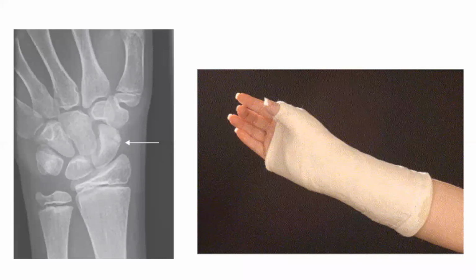Okay. What is the history of this patient normally? Yes, sir, the history will be a fall on an outstretched hand with a hyperextended and radially deviated wrist. And then the patient comes with pain, tenderness and swelling. How do you suspect it? The patient presents with pain and swelling in the anatomical snuff box.